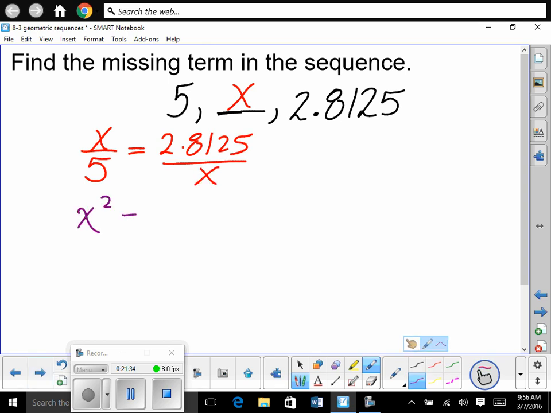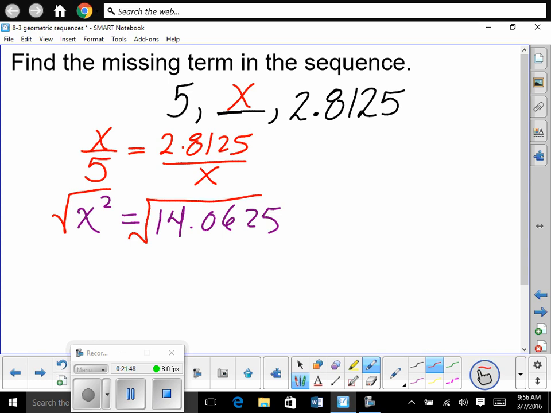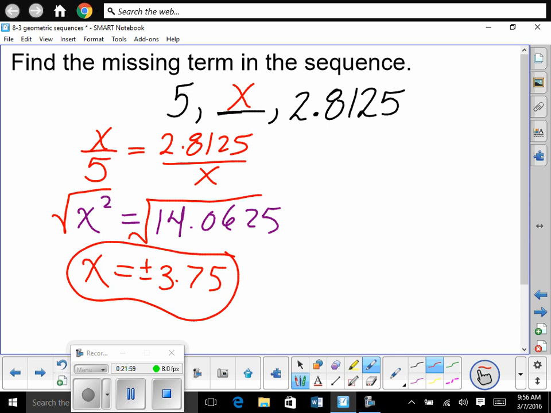Then we're going to cross multiply. So we have x squared is equal to 5 times 2.8125, which is 14.0625. We won't round till our final answer. We square root both sides of the equation. So we get x is equal to the square root of the second answer, and you get 3.75, but you can't forget the plus and minus. So plus or minus 3.75. We can't determine. It could be plus or it could be minus. Questions on that?